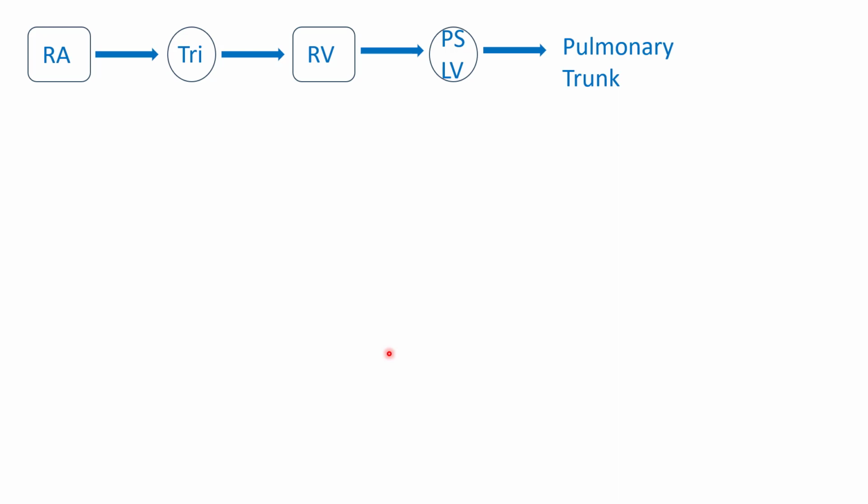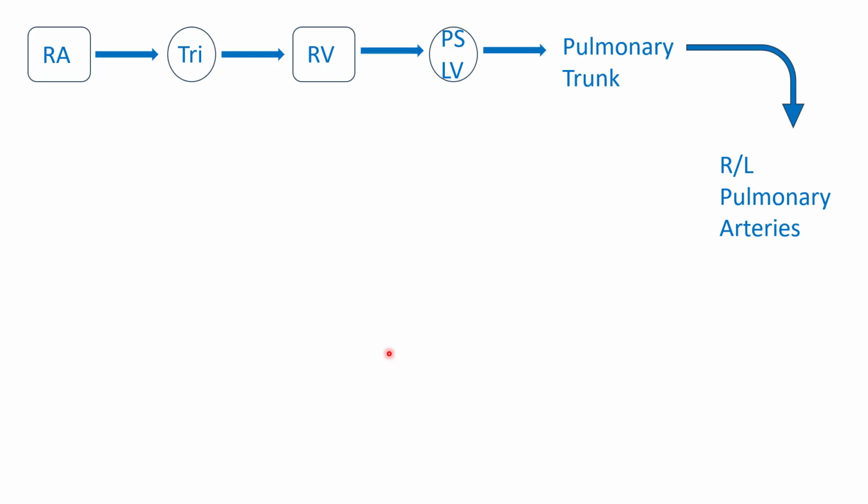We started in the right atrium, passed through the tricuspid valve into the right ventricle. The heart beats, squeezes the blood out of the right ventricle, through the pulmonary semilunar valve, into the pulmonary trunk, and we have left the heart. Now, immediately the pulmonary trunk splits into a right and left pulmonary artery. The right pulmonary artery goes towards the right lung. The left pulmonary artery goes towards the left lung. Make sure to keep that in mind. If I were to ask you, how does blood get to the right lung? Well, it would go from the pulmonary trunk into the right pulmonary artery.